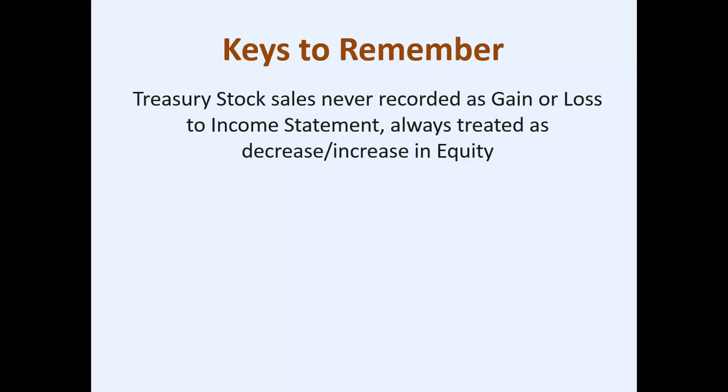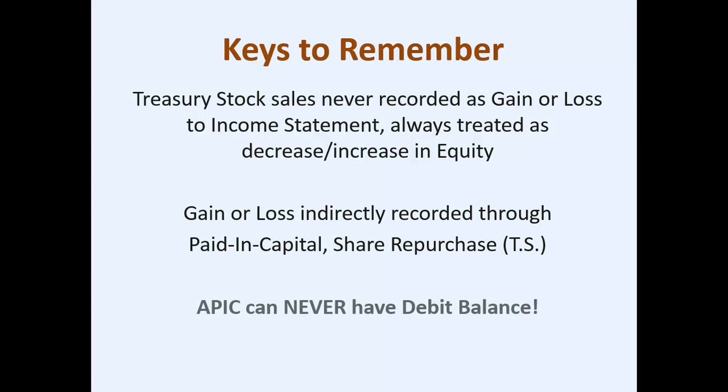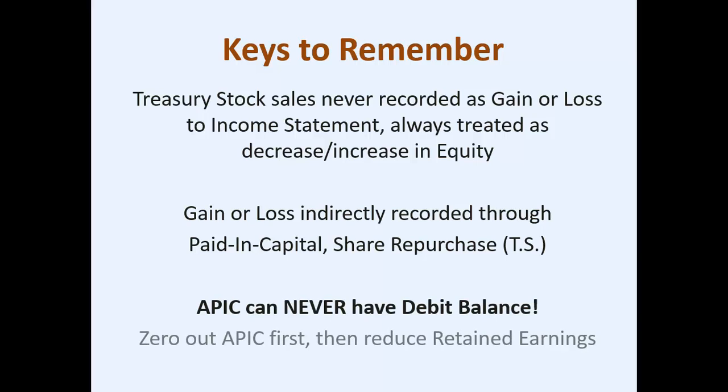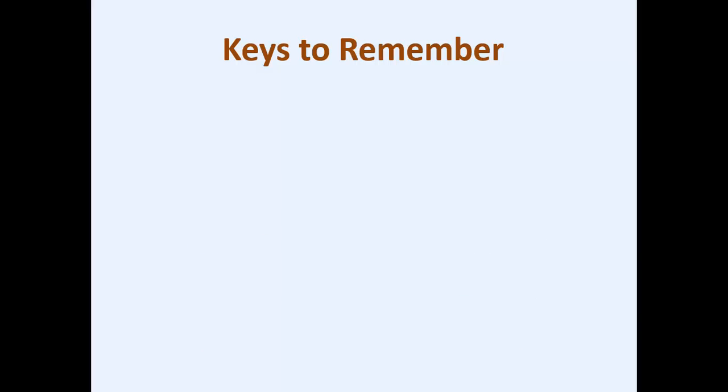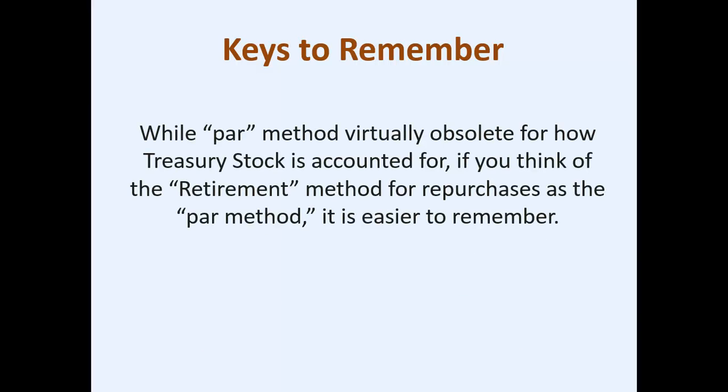Key to remember, treasury stock sales are never recorded as a gain or loss on the income statement. I'm repeating it again because this is a very important FASB rule. An APIC, a contributed capital, can never have a debit balance. Now, while the PAR method is virtually obsolete for how treasury stock is accounted for, if you think of the retirement method for repurchases, and that's my dog squeaking his toy, the PAR method is easier to remember.